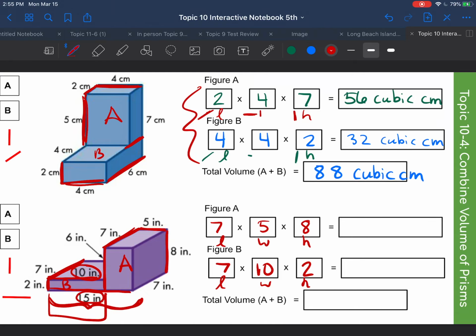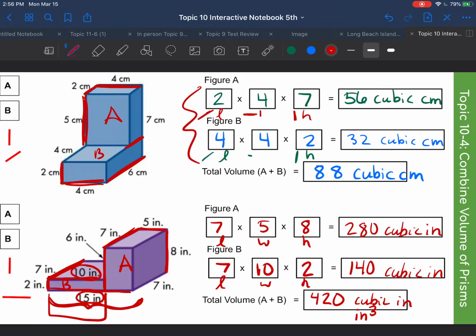Okay, so we can find the volume of each one individually. So 7 times 5 times 8 is 280 cubic, and we're in inches, so cubic inches. 7 times 10 times 2, which is 70 times 2, which is 140 cubic inches. So to find the total volume, we can add them two together to get 420 cubic inches. And again, you can write it as inches cubed like that, but you guys can't make exponents easily on these Google Slides. So that's why I'm saying to write cubic inches like that.